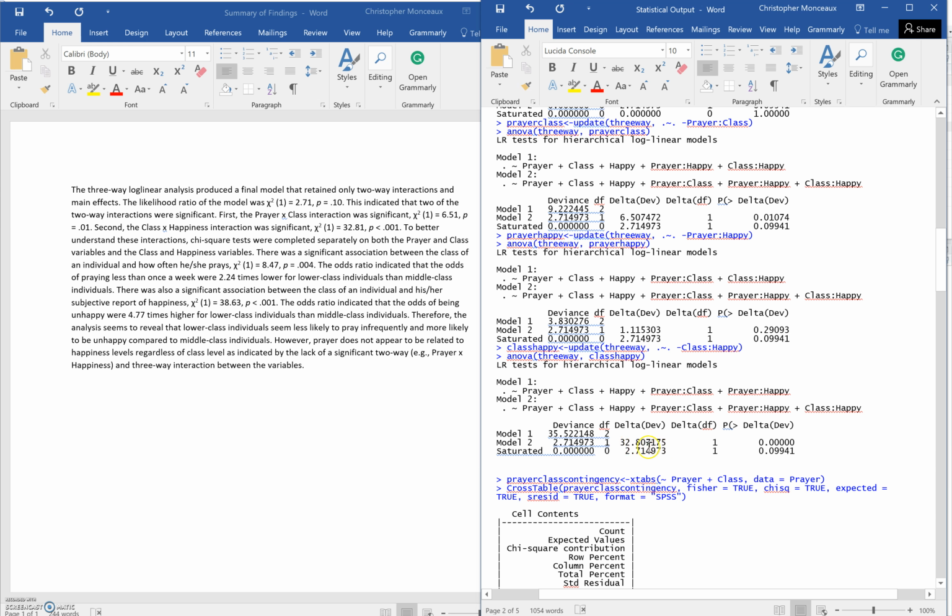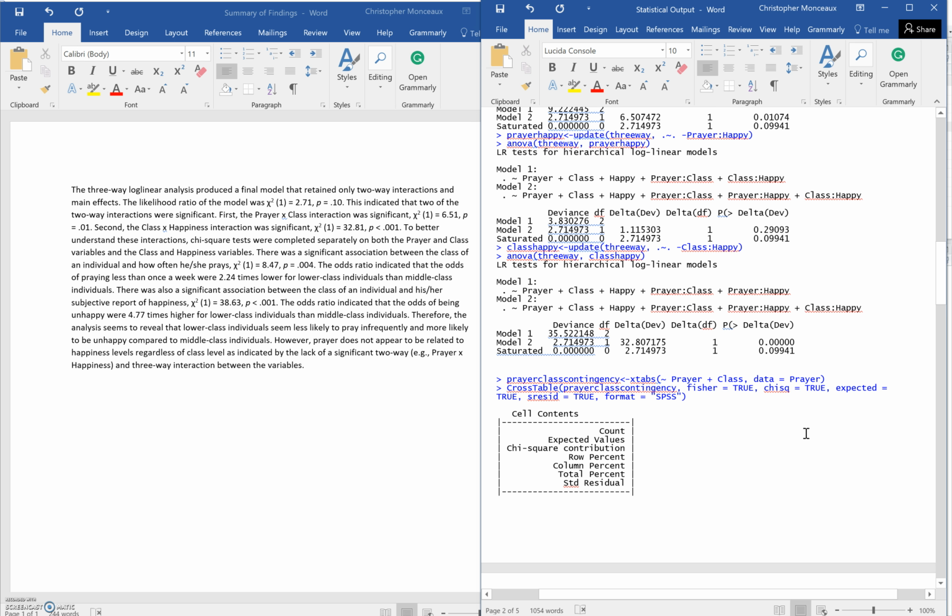The 32.81 was the change in the chi-square between the models. Change in the degrees of freedom was 1, and the significance was less than 0.001. The p-value was very low there.